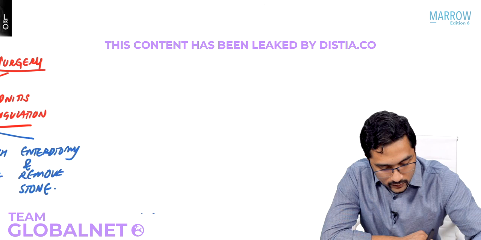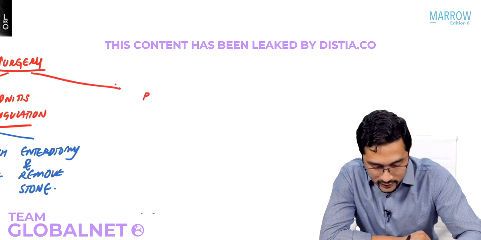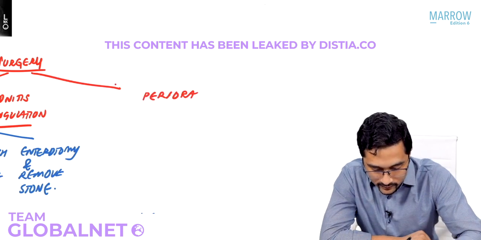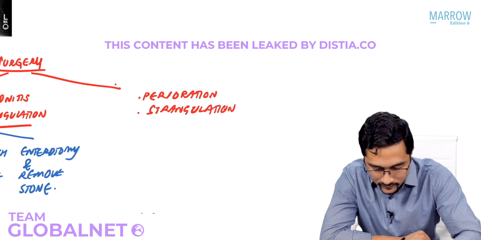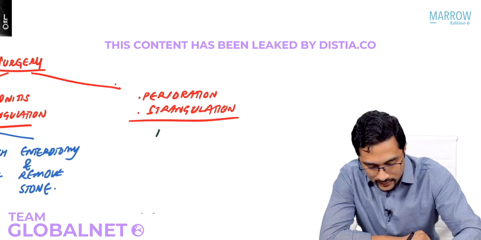But the second scenario is that this patient has a perforation. If there is a perforation or there is strangulation, then in this case, the surgery which would be carried out would be resection and anastomosis.